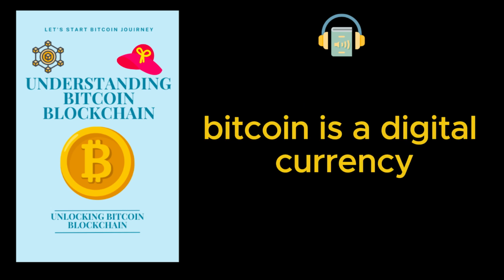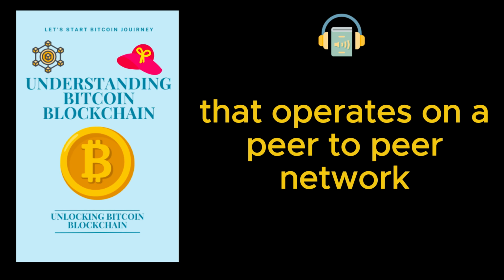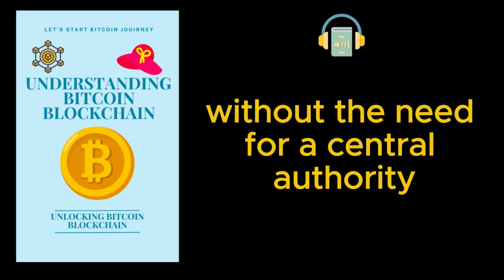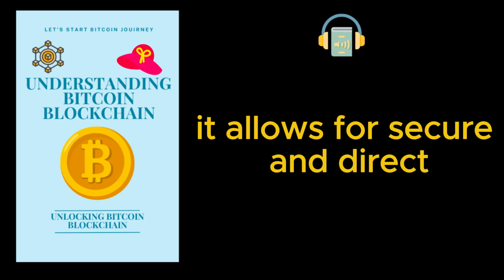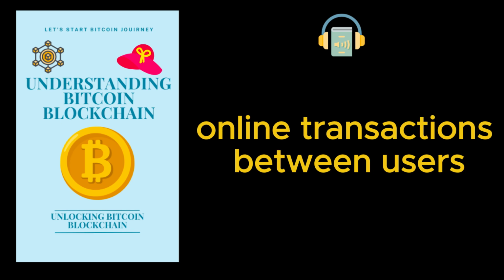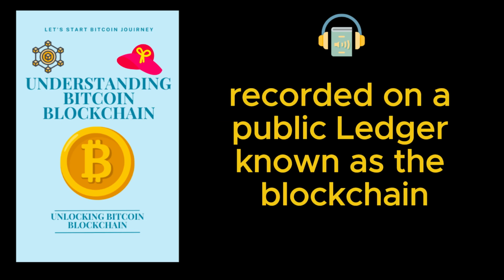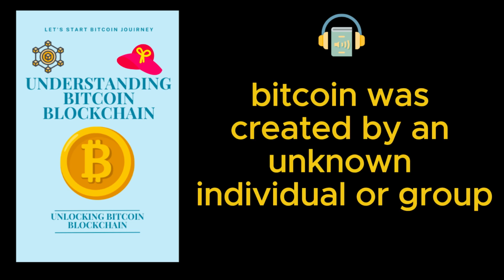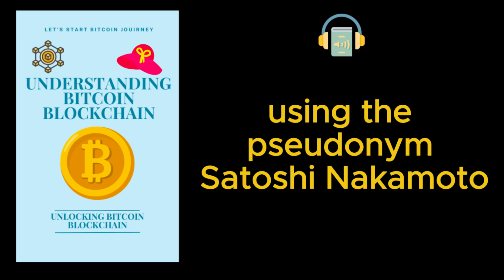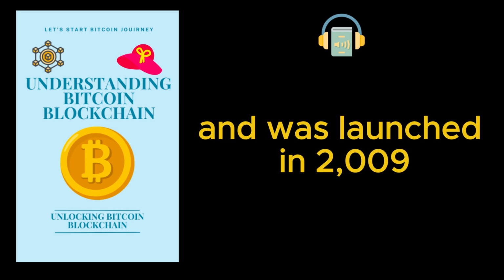What is Bitcoin? Bitcoin is a digital currency that operates on a peer-to-peer network without the need for a central authority. It allows for secure and direct online transactions between users, recorded on a public ledger known as the blockchain. Bitcoin was created by an unknown individual or group using the pseudonym Satoshi Nakamoto and was launched in 2009.